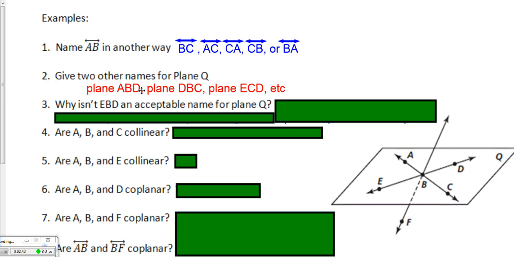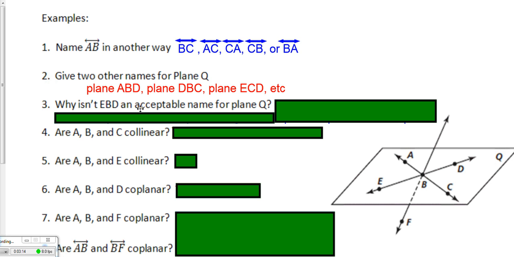ABD. We can call it plane DBC, ECD. A lot of them we're using B to name it. We don't have to use B. You just have to use 3 different points that aren't in the same straight line. Right? So any 3 points that don't go, again, straight in a line together, you can use those 3 to name this plane.